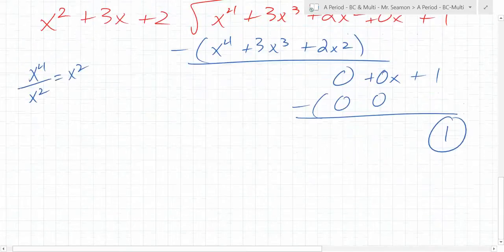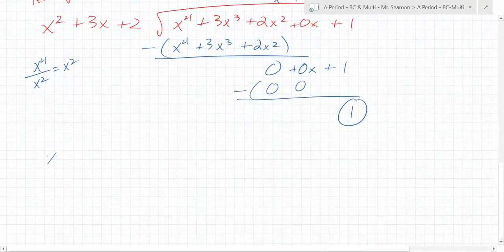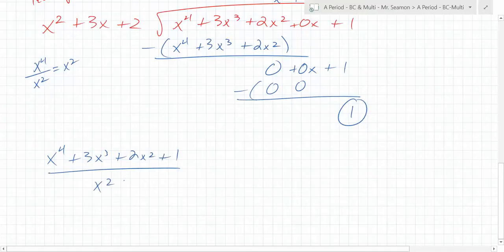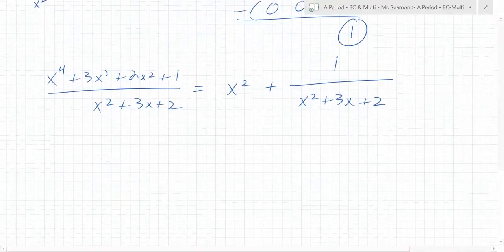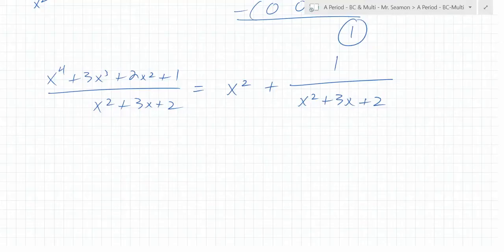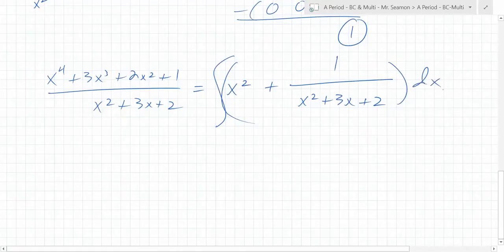No. What we're showing, just to be totally clear here, is that x to the fourth plus 3x cubed plus 2x squared plus 1 over x squared plus 3x plus 2 equals x squared plus 1 over x squared plus 3x plus 2. That's what we just showed. So if those two things are equivalent, you can integrate. Integrating one is the same thing as integrating the other. Hold on a sec. So we are now integrating this expression right here. Now, that's two integrals.